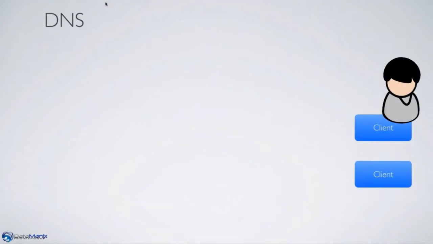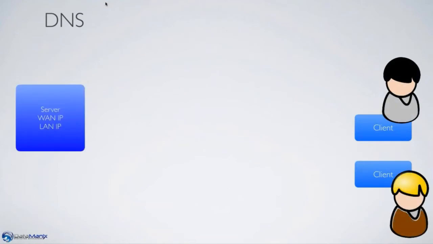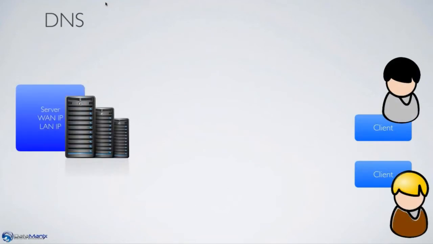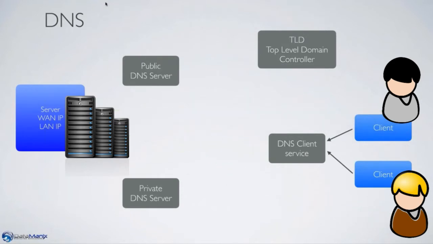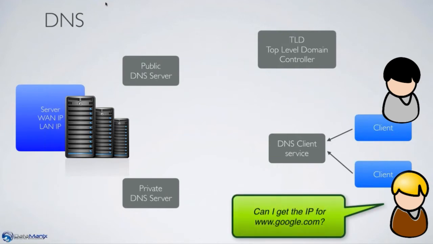So we have some clients that need to connect to a server, either via WAN IP or LAN IP addresses. The client has a DNS client service that the client is asking for the IP address, and that goes on by asking for a domain name, let's say google.com, and saying, yeah, I need to connect to a server that answers on the domain name google.com.